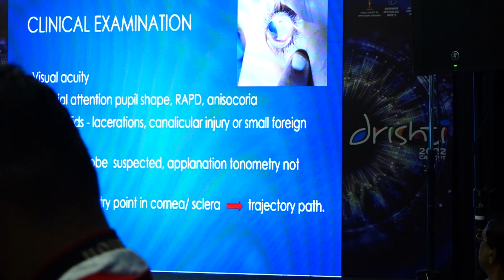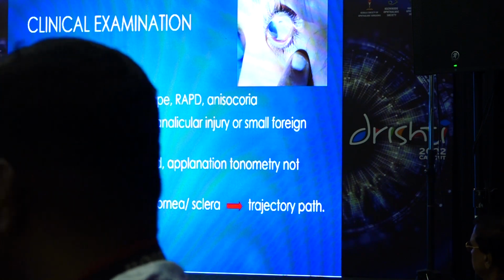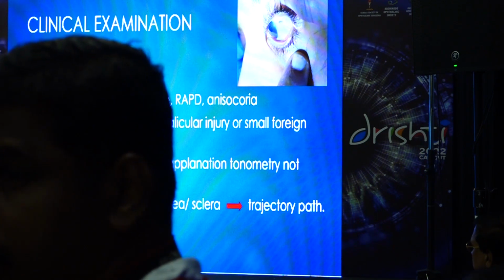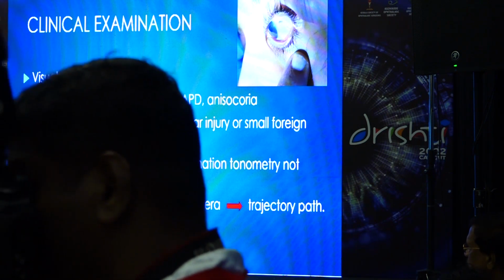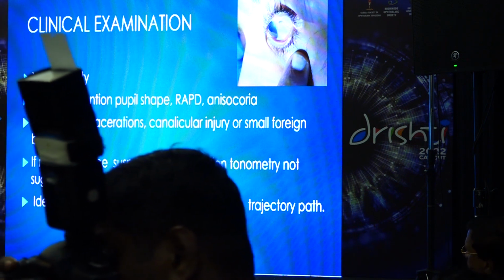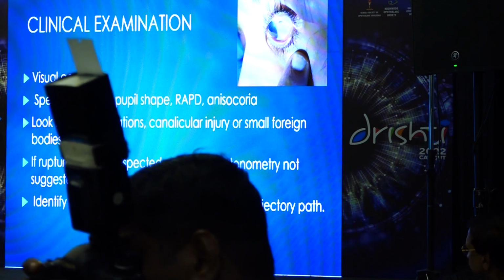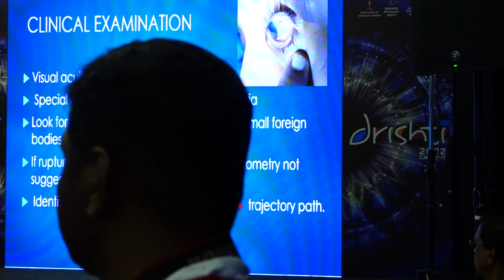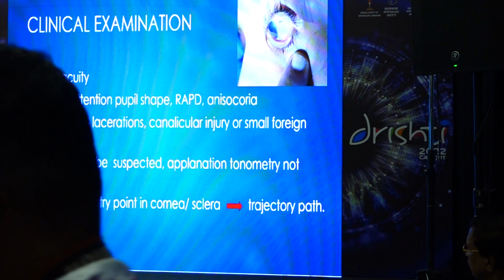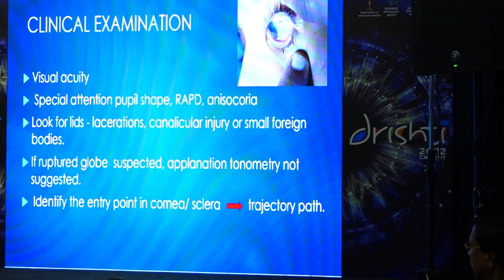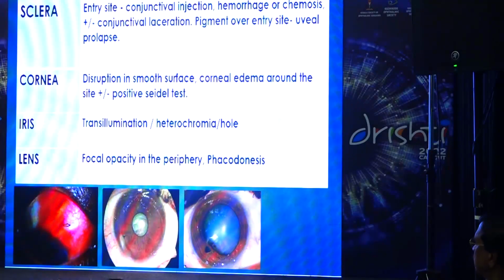Coming to clinical examination, we should record the visual acuity. Special attention should be given to the pupillary shape, presence of RAPD and isochoria. We should look at the area around the wound for any localized injuries, lacerations, canalicular injury, or remnants of foreign body. If ruptured globe is suspected, we should not do an applanation tonometry until the primary wound is closed. And we should identify the entry point, whether it is in the cornea or sclera, and then chart a trajectory path.